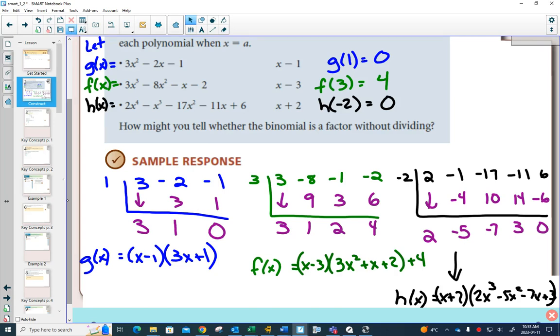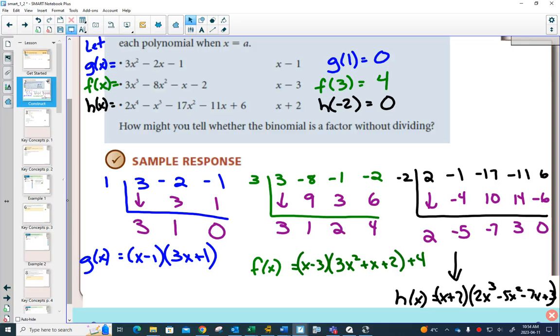And it's actually easy to see why this pattern works if we've done the division statement. Do you notice that when I plugged in 1, I got 0, which was the remainder of the blue one? When I plugged in 3, I got 4, which was the remainder of the green one. And when I plugged in negative 2, I got 0, which was the remainder of the black one. So plugging in the number that would make the divisor equal to 0 gives us the remainder. And seeing why this works is so simple when you look at the division statement.